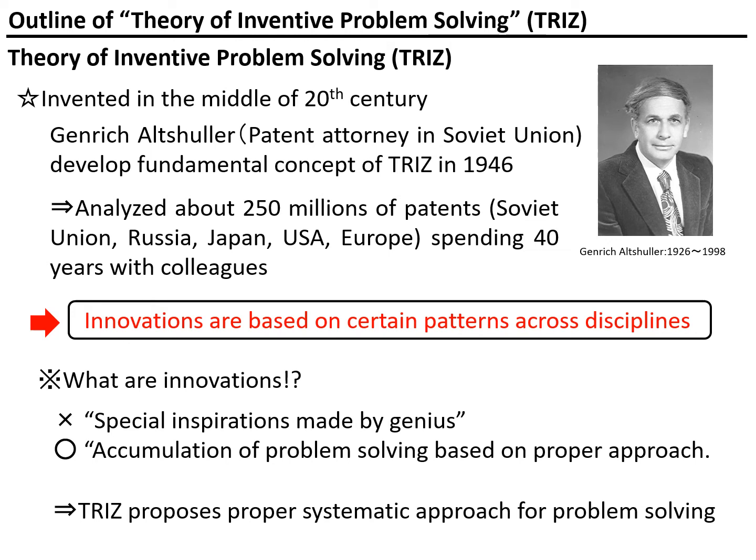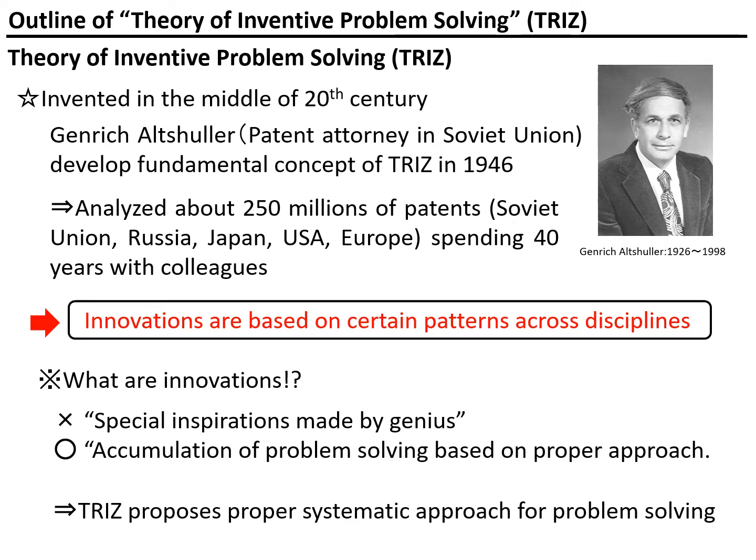Then let me explain TRIZ a little bit more in detail. This methodology was invented in the middle of the 20th century by a person whose name is Genrich Altschuler. He was a patent attorney in the Soviet Union, and he developed the fundamental concept of TRIZ in 1946. Then what he did was analyze about 250 millions of patents from the Soviet Union, Russia, Japan, USA, Europe, spending 40 years with his colleagues.